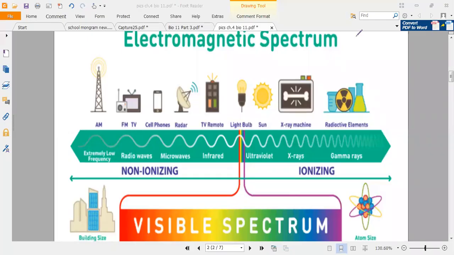So you can see the electromagnetic spectrum very clearly here, that there are ionizing radiations and here non-ionizing. Ultraviolet, X-rays, and gamma rays are called ionizing radiations, and we can use them for different purposes, for example X-ray machines and radioactive elements. Then we have infrared, microwaves, radio waves, and extremely low frequency waves, like AM as well. They are used for our different purposes, like microwave ovens, TV, and radars, as well as radio.